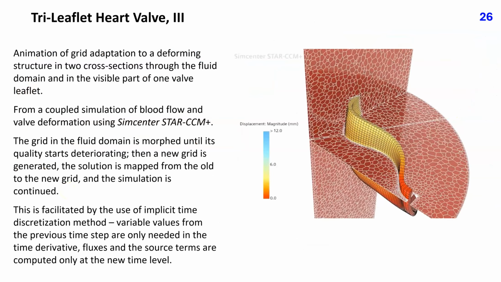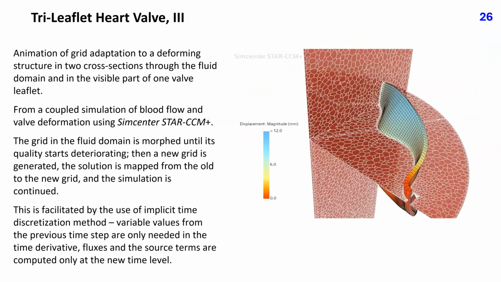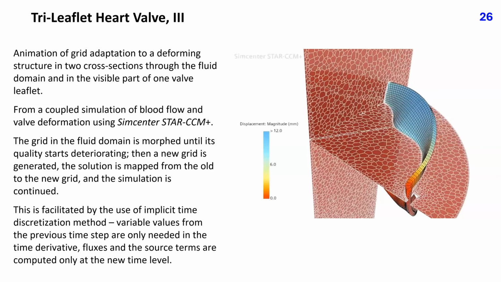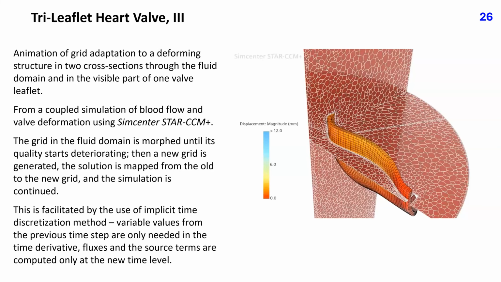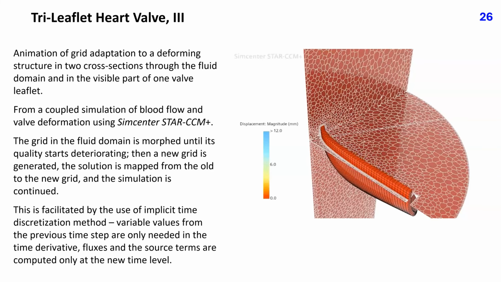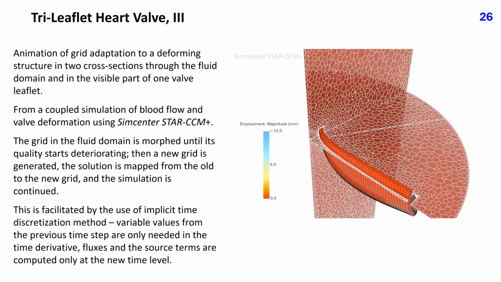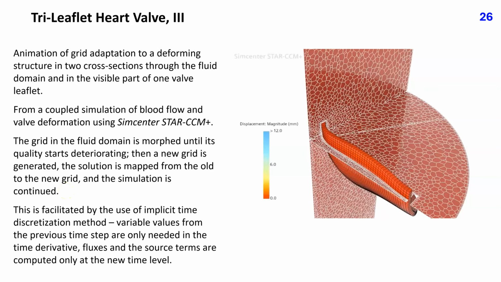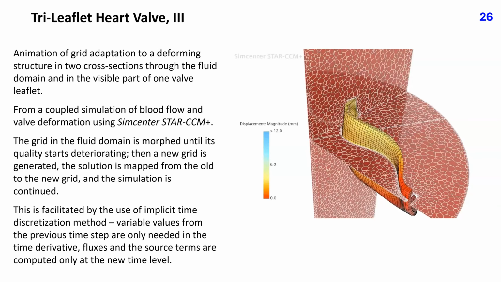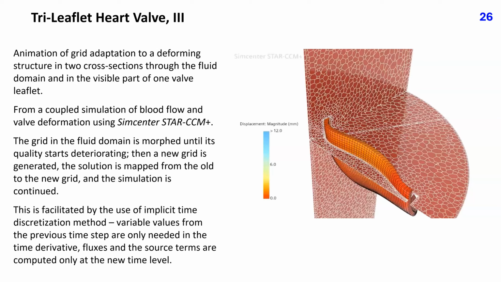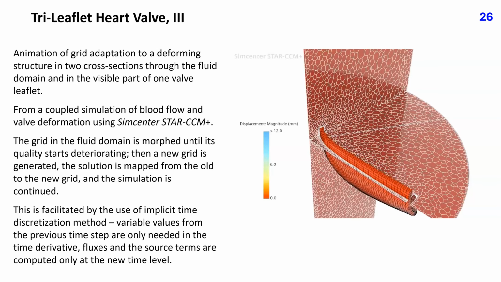This animation shows grid adaptation to a deforming structure in two cross-sections through the fluid domain and in the visible part of one valve leaflet from a coupled simulation of blood flow and valve deformation using Simpson-Testasis Plus software. The grid in the fluid domain is morphed until its quality starts deteriorating. Then a new grid is generated. The solution from the current and from the previous time step are mapped from the old to the new grid, and the simulation is continued.